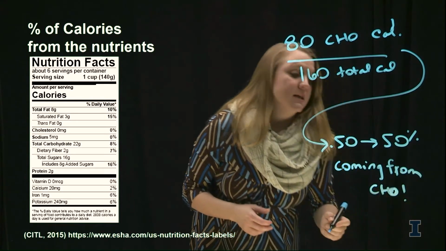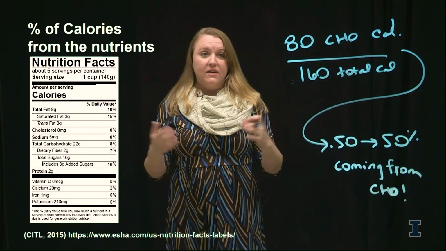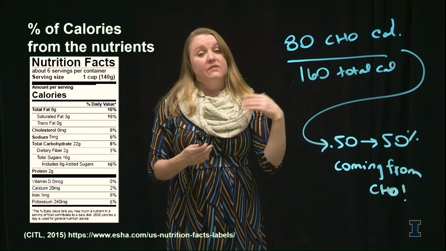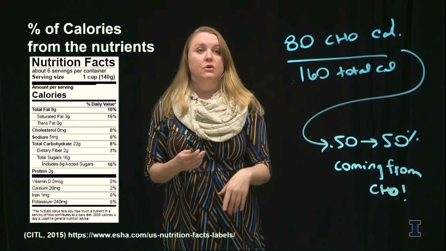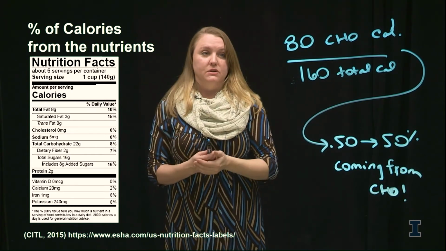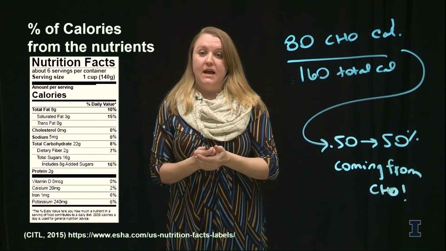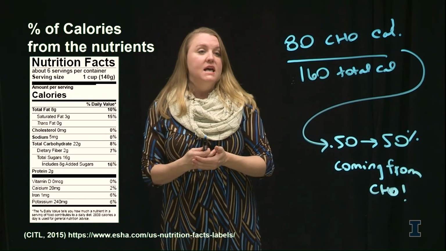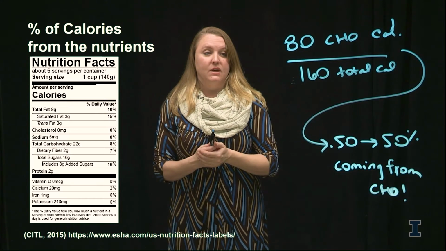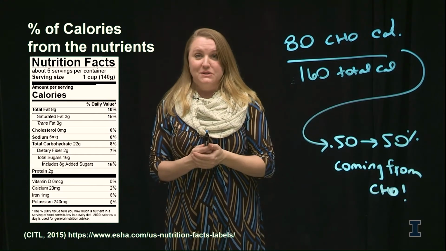And we can do the same thing for the percent of calories from lipids. So we can remember from the last slide that we had 72 lipid or fat calories. So if we change this number up here to 72 fat calories divided by 160 total calories, you could find the percent of calories from fat. Same thing with protein. If we had 8 protein calories divided by 160 total calories, you would find the percent of calories from protein.